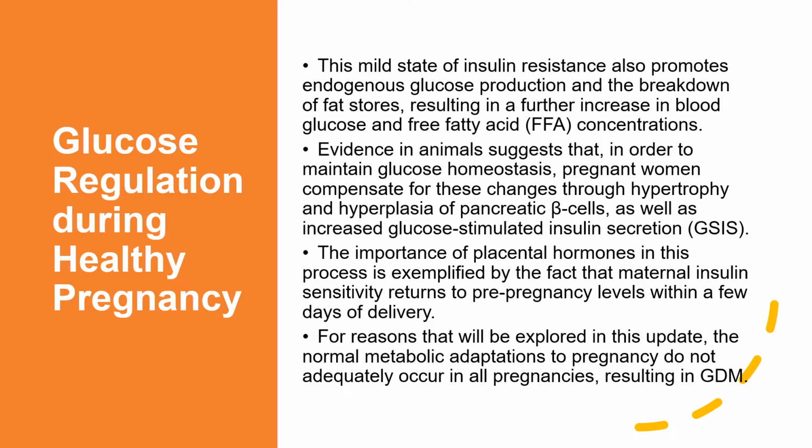Evidence in animals suggests that in order to maintain glucose homeostasis, pregnant women compensate for these changes through hypertrophy and hyperplasia of pancreatic beta cells, as well as increased glucose-stimulated insulin secretion. The importance of placental hormones in this process is exemplified by the fact that maternal insulin sensitivity returns to pre-pregnancy level within a few days of delivery.